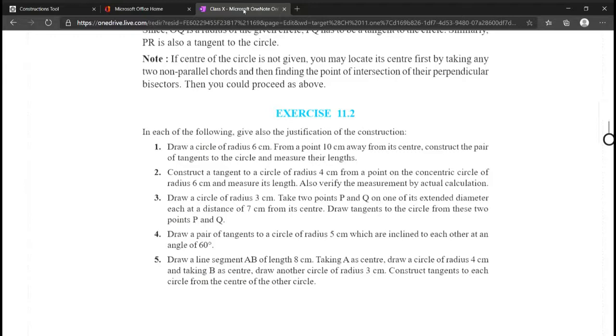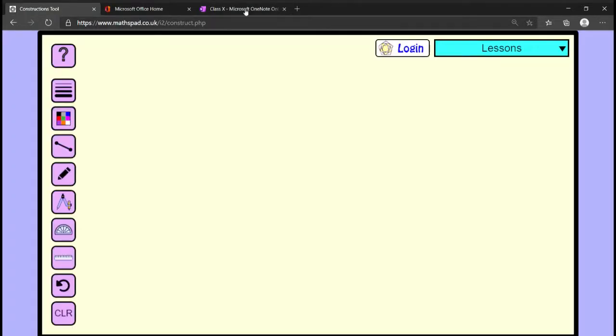So we would like to first of all draw two concentric circles, one with radius 4 centimeters and then another with radius 6 centimeters. The tangent that we want to construct will be from a point on the larger circle and it will act as tangent to the smaller circle. You have to measure the length of the tangent and also verify the measurement by actual calculation. Let us first draw the two concentric circles.